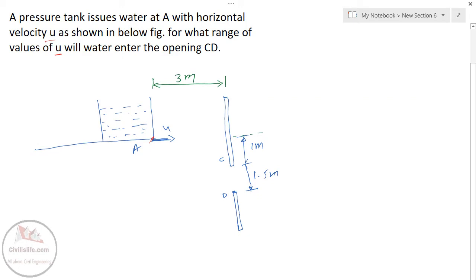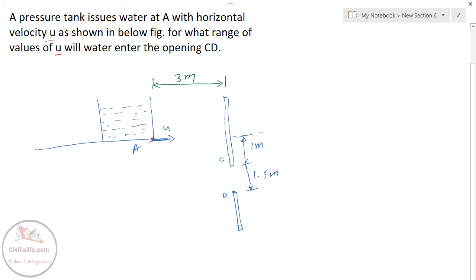This question is also based on projectile motion, and in particular it is a case of a projectile projected with a horizontal velocity. So the question is: a pressure tank issues water at A, so this is the point A, with a horizontal velocity u as shown in the below figure. Yes, this is the horizontal velocity. For what range of values of u will water enter the opening CD?